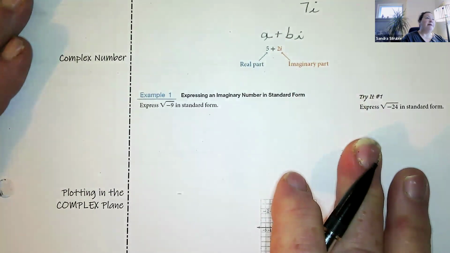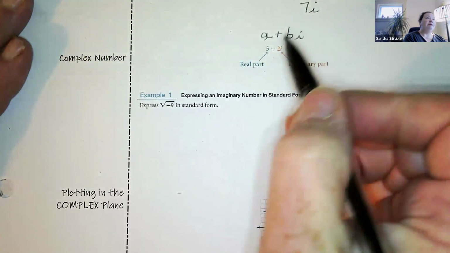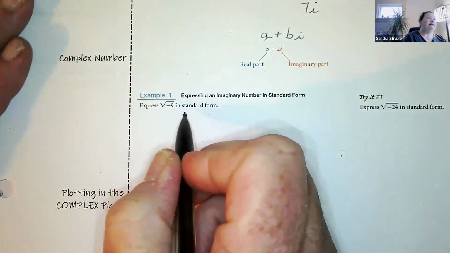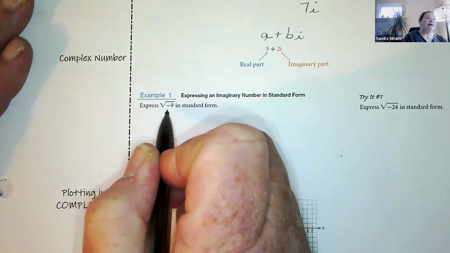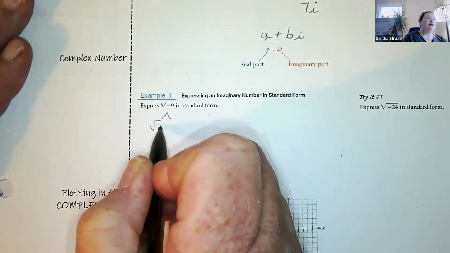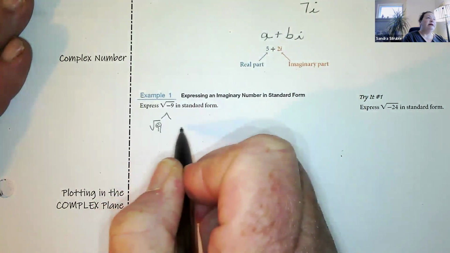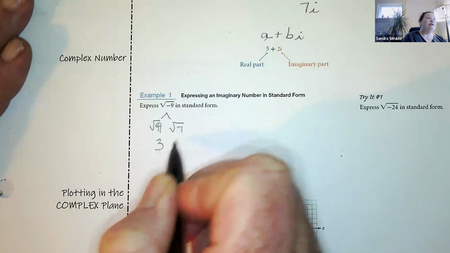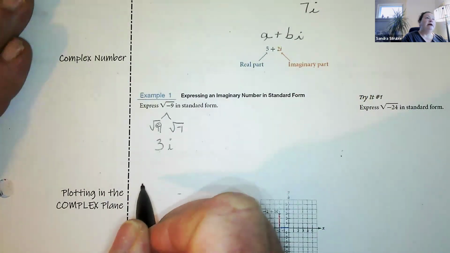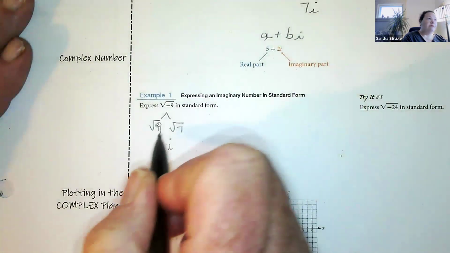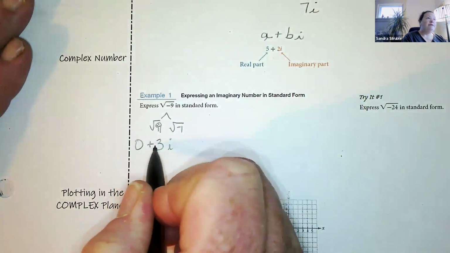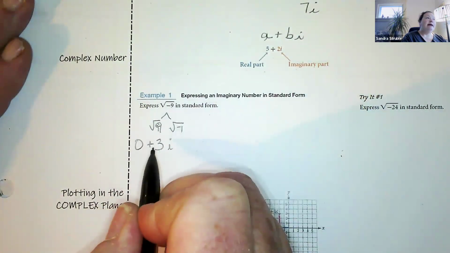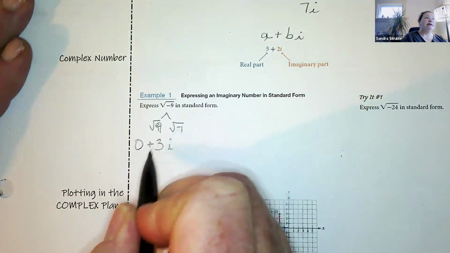Example 1, expressing an imaginary number in standard form, and a plus bi is standard form. Express the square root of -9 in standard form. Well, you can break that down, should you want to, into the square root of 9 and the square root of -1. The square root of 9 is 3, and the square root of -1 is i. If we wanted to have this in true standard form, it would be 0 plus 3i. 0 because there is no real part, and plus 3i because the 3 is positive.